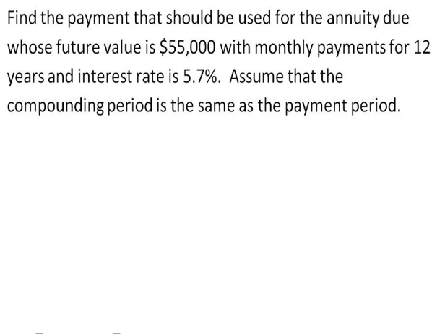Now, for this example, we're to find the payment that should be used for an annuity due whose future value is $55,000, with monthly payments for 12 years and an interest rate of 5.7%. We're going to assume that the compounding period is the same as the payment period. That means the number of times it's compounded per year is also 12, monthly.